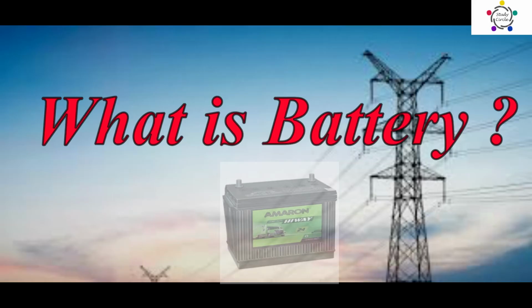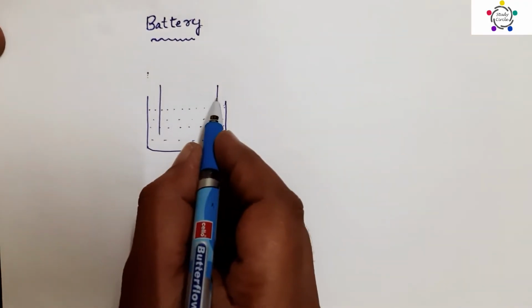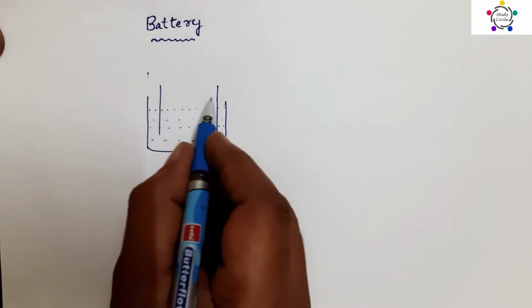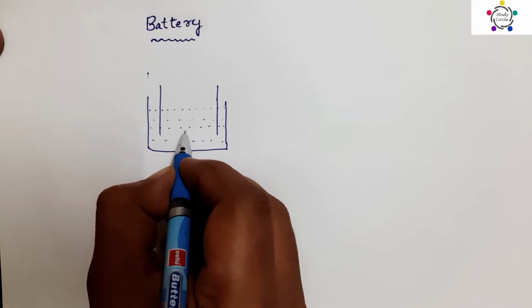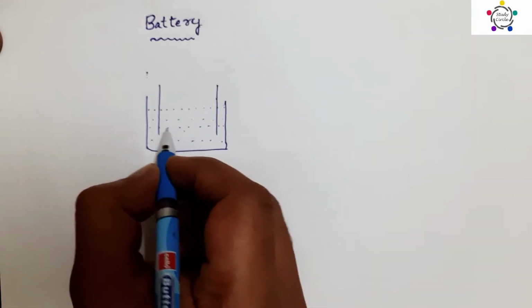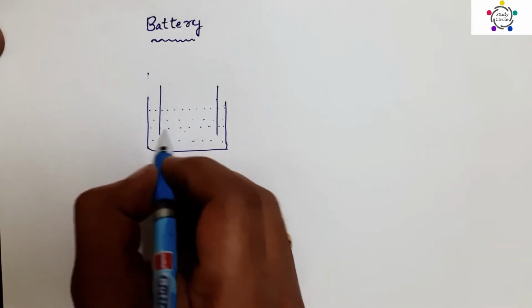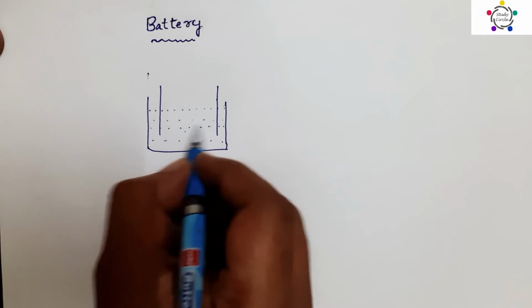Today our topic is battery. What is battery? Battery is a two-terminal device which stores energy in the form of chemical energy and transfers it into electrical energy. Battery consists of two metal plates or electrodes and electrolyte or chemical.